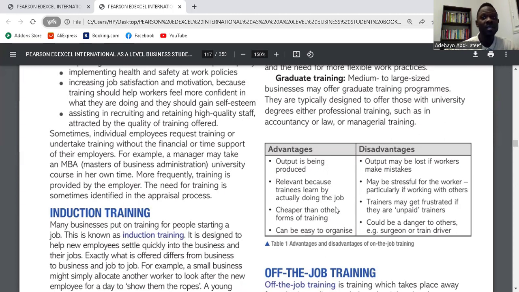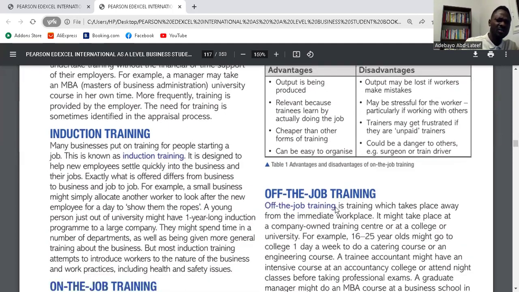So when you train your workers, it means that they would know more and they could help you to employ or train new workers that are coming after them. Because they are being trained, they know more. Types of training.